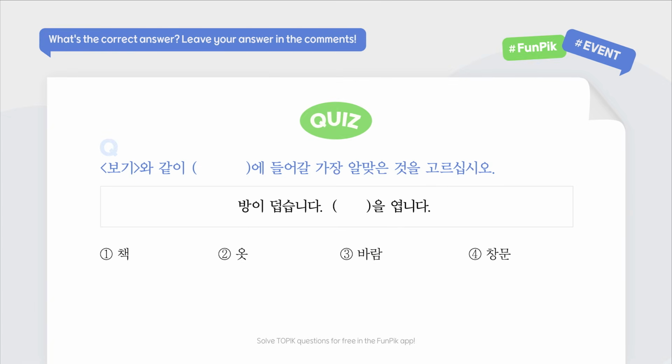All right, let's see if you've really understood this question type. I'll leave you with a question to solve by yourself. Please take a look at it and leave your answer in the comments down below.